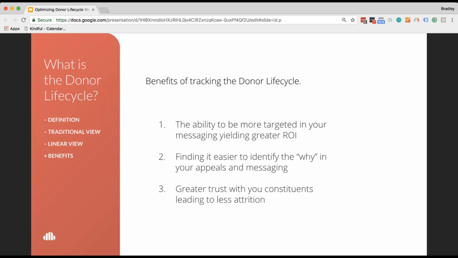The second part, this is something I love as a marketing and salesperson. I think one of the most difficult things to do is finding the right way, the right reason to reach out to someone. What is the why behind a communication or a message? And I think if you're tracking the donor life cycle, it becomes much easier for you to write very compelling reasons why you're reaching out.